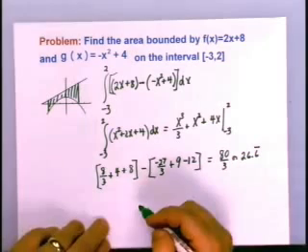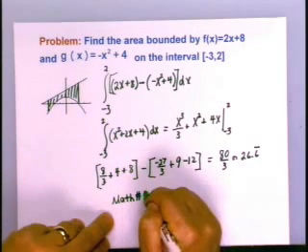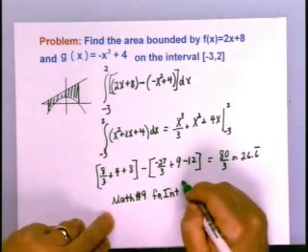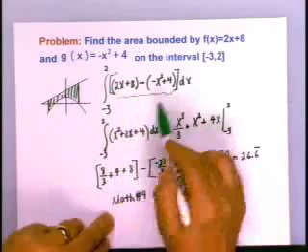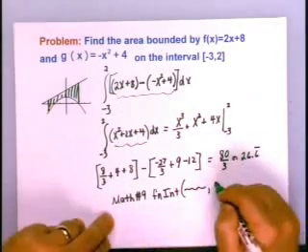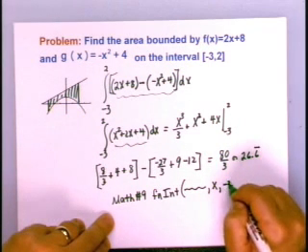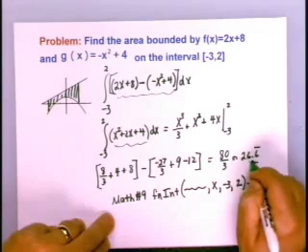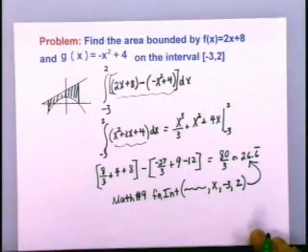Note that if you wanted to do this on your calculator, you can use math number 9, fnInt, where you would begin with typing in the function. You can type it in either this format or this format, comma, x, comma, lower limit of integration, negative 3, comma, upper limit of integration. And that should yield this same answer, 80/3 or 26.6.